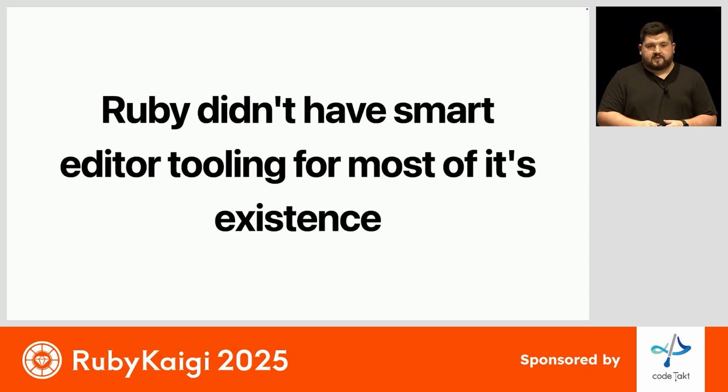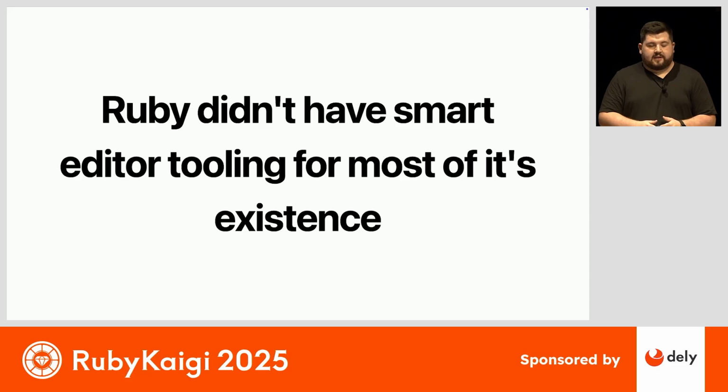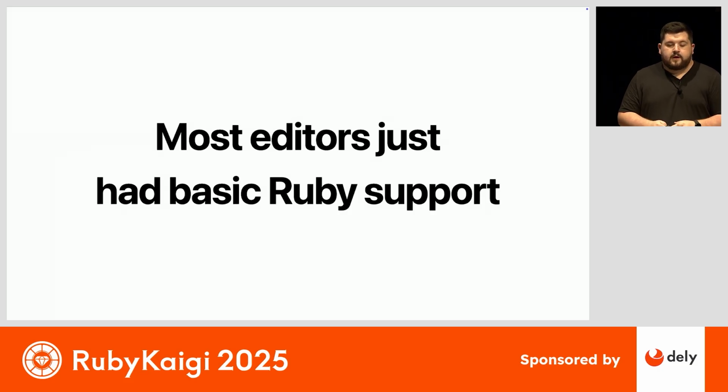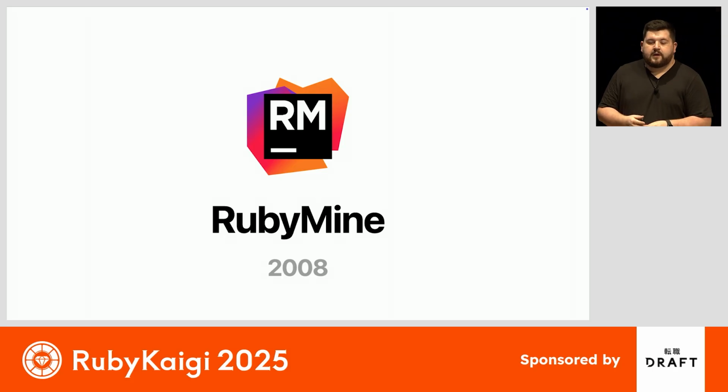It's true that for most of the time that Ruby existed, there were not really a lot of tools around for the editor, especially in the way we know it today. Most editors just had basic support for Ruby, so there wasn't really anything fancy like LSP and autocomplete. This kind of changed in 2008 when RubyMine was announced for the first time, where we got some more advanced features on autocomplete and indexing and just the way you can write and work with Ruby.